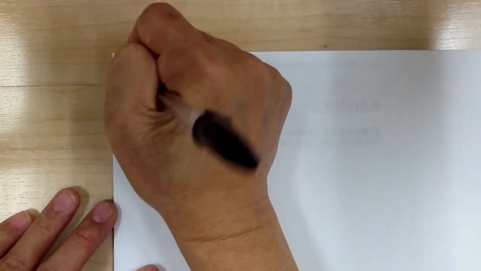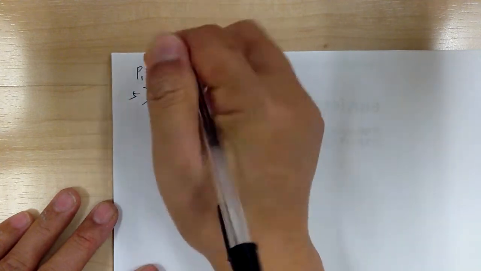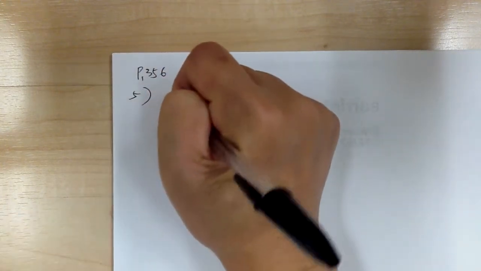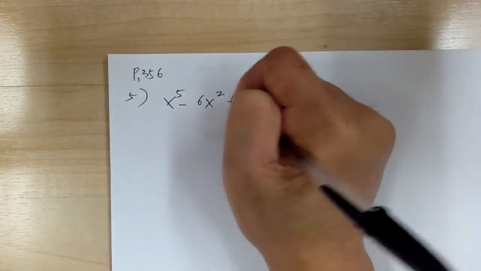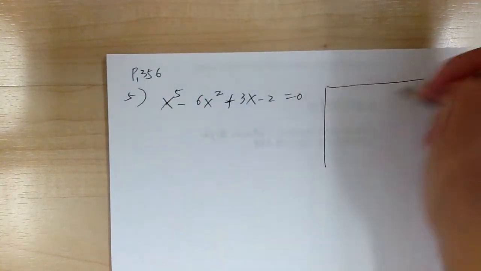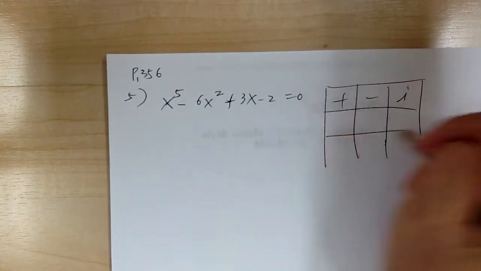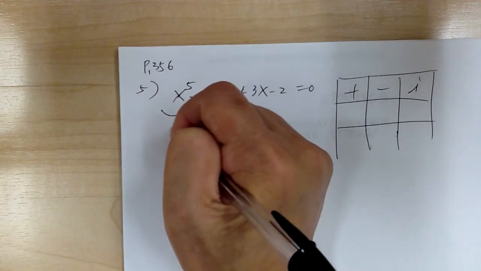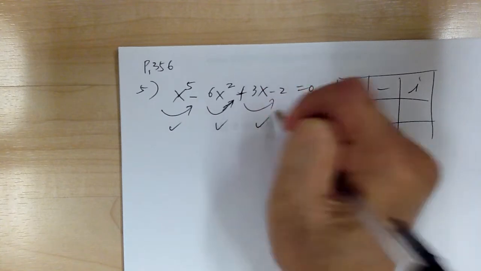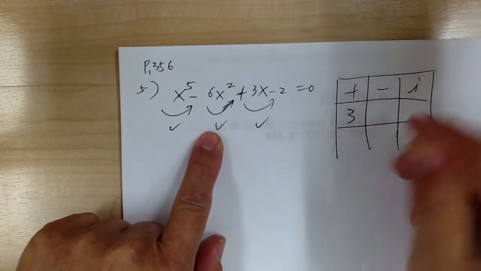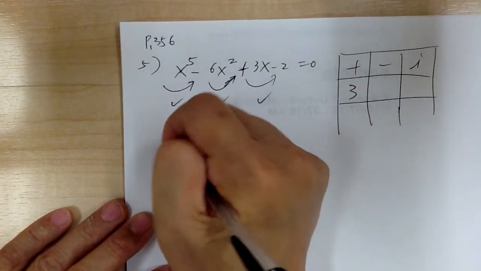Number 5. You got x to the 5 minus 6x squared plus 3x minus 2 equal to 0. Okay, so make your table. Positive answers, negative answers, imaginary answers. Okay, so this one, check. This one, check. This one, check. So you're going to get a maximum of 3 positive answers. Okay, now let's do the negative.